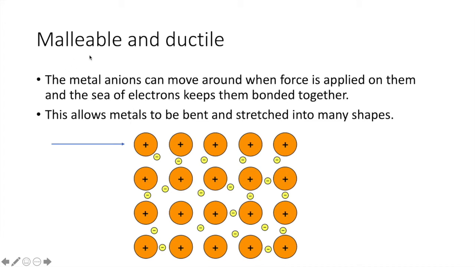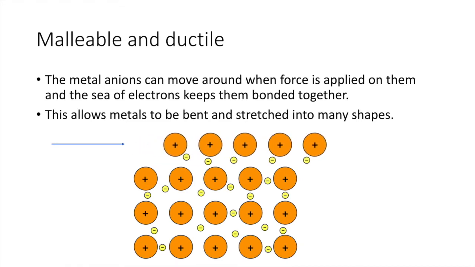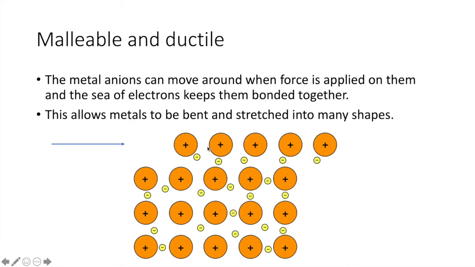Metals are also malleable and ductile. The metal ions can move around when force is applied to them, and the sea of electrons will keep them bonded together. This allows metals to be bent and stretched into many shapes. As you can see, this arrow shows force being applied on this row of metal cations. It slides across, and the sea of delocalized electrons keeps it all bonded into one shape.